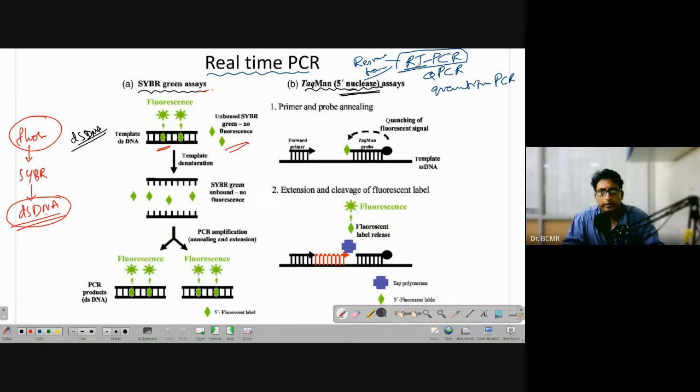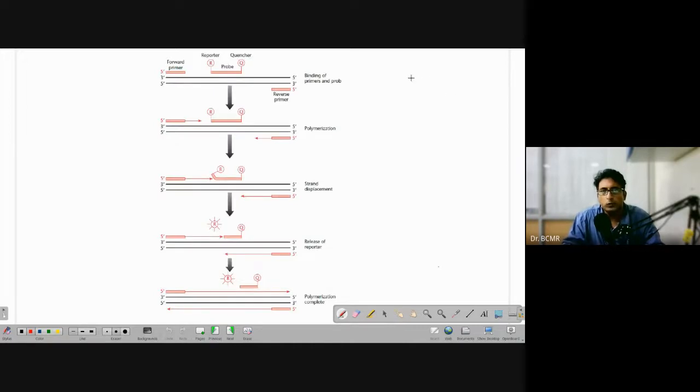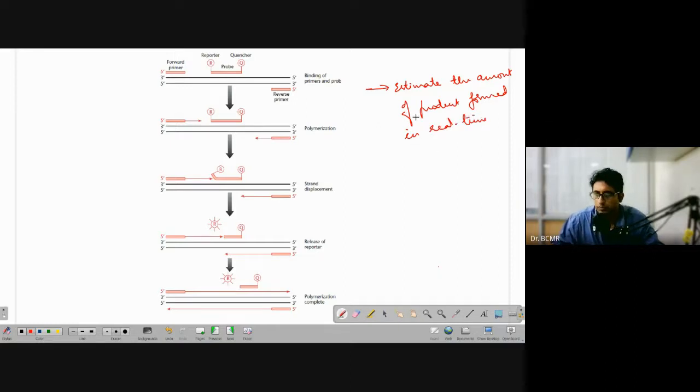Real-time PCR. The objective, or the overall principle, is being able to estimate the amount of product formed in real time. Real time means, in this case, after each round of PCR reaction, each PCR cycle. So if you want to do that, how can we estimate the product formed is the question.